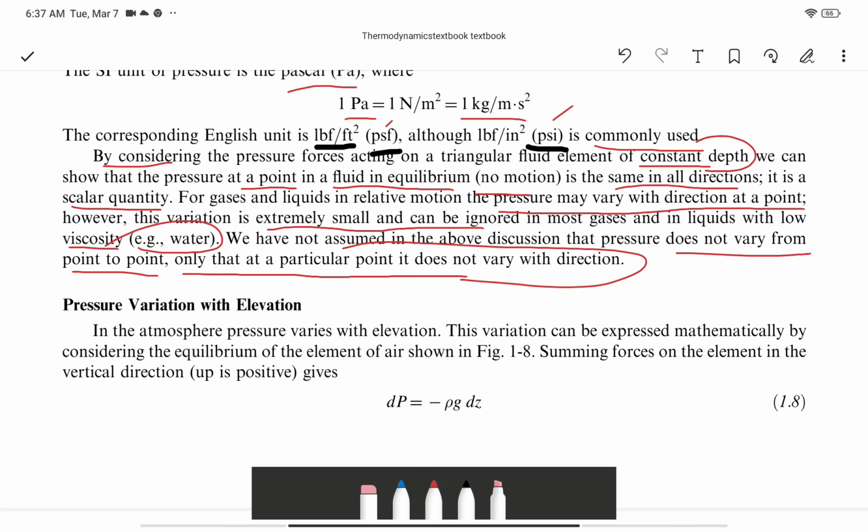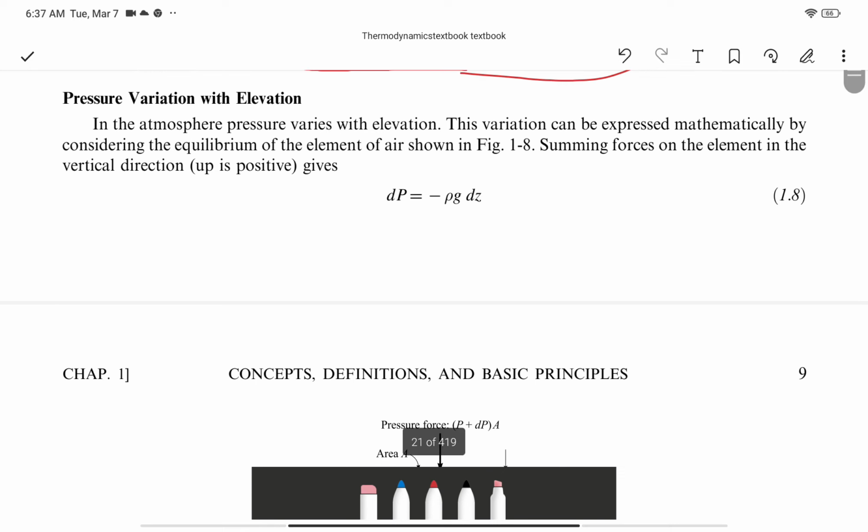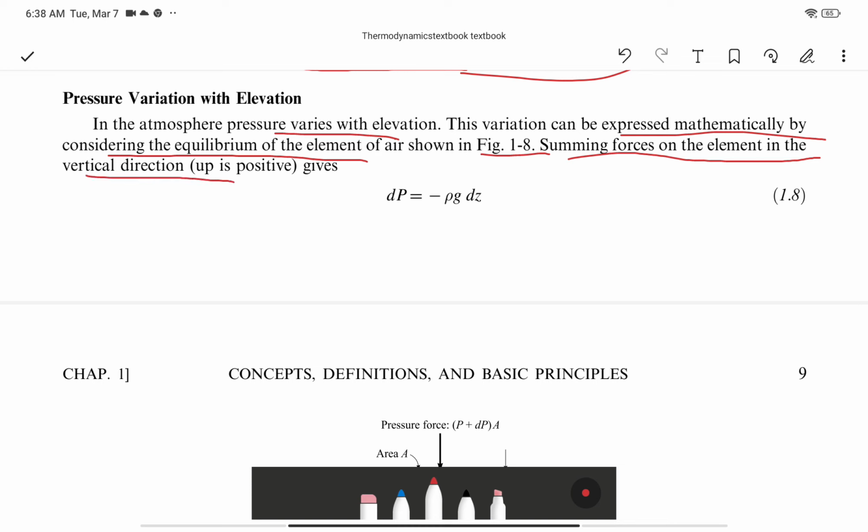Okay, now let's have some pressure with variation in elevation. So suppose in figure 1.8 here, in the atmosphere, pressure varies with elevation. This variation can be expressed mathematically by considering the equilibrium of an element of air in figure 1-8. Summing all the forces on the element in a vertical direction, up is positive, gives us this. Okay?